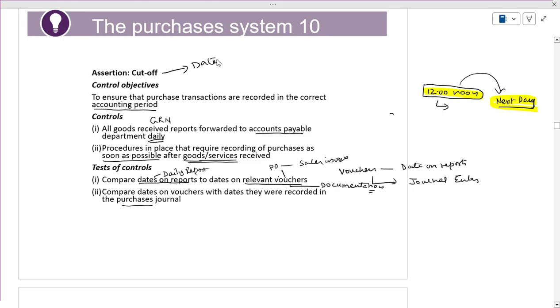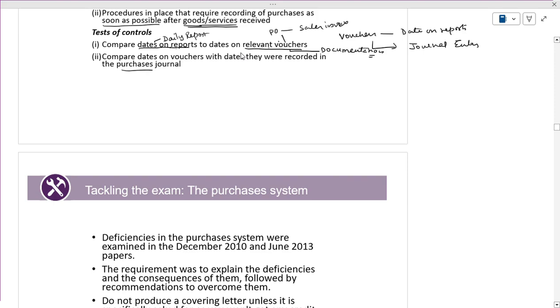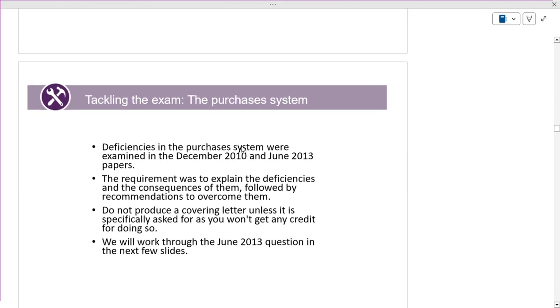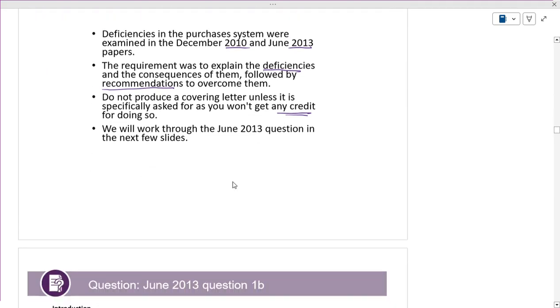Now, coming back. Listen, Gaita, this is for you. Deficiencies. You are asking me the question immediately. Deficiencies in the purchase system examined all through the time. The requirement is to explain the deficiencies and the consequences of them, followed by recommendations. Do not produce covering unless it is specifically asked for. You won't get any credit for doing that. They are telling, don't do anything which is not asked. We will work through the different questions in a few slides.